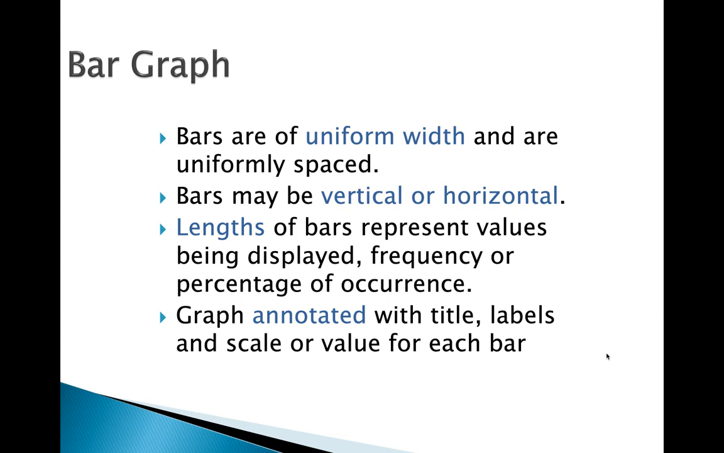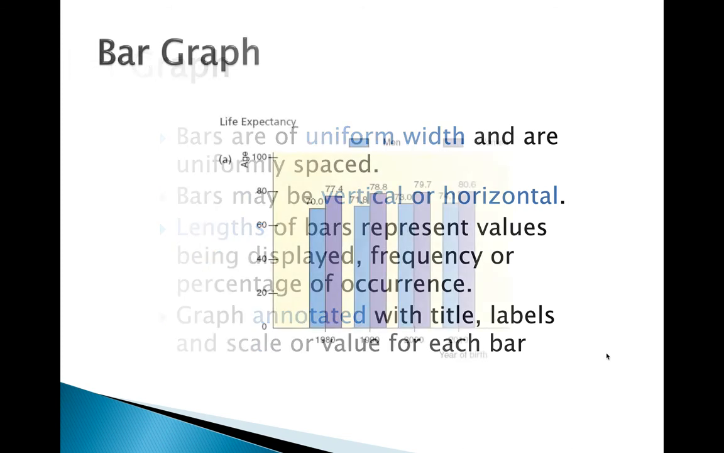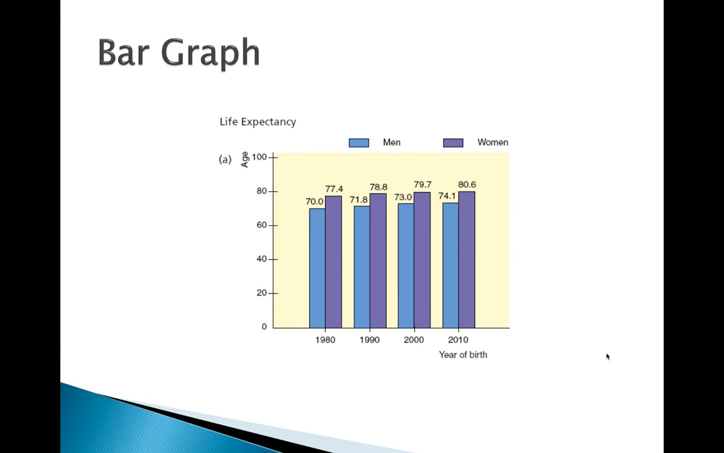category was the response. Your graph has to be annotated with titles, labels, and scales or value for each bar. Okay, so here's a bar graph of life expectancy. You don't have to put these values that are on top of each bar here, just so you know. Those don't have to be there. All you have to have is the title, an overall label for what's on the bottom, the overall label for what's on the vertical side, and then you have your different categories here.